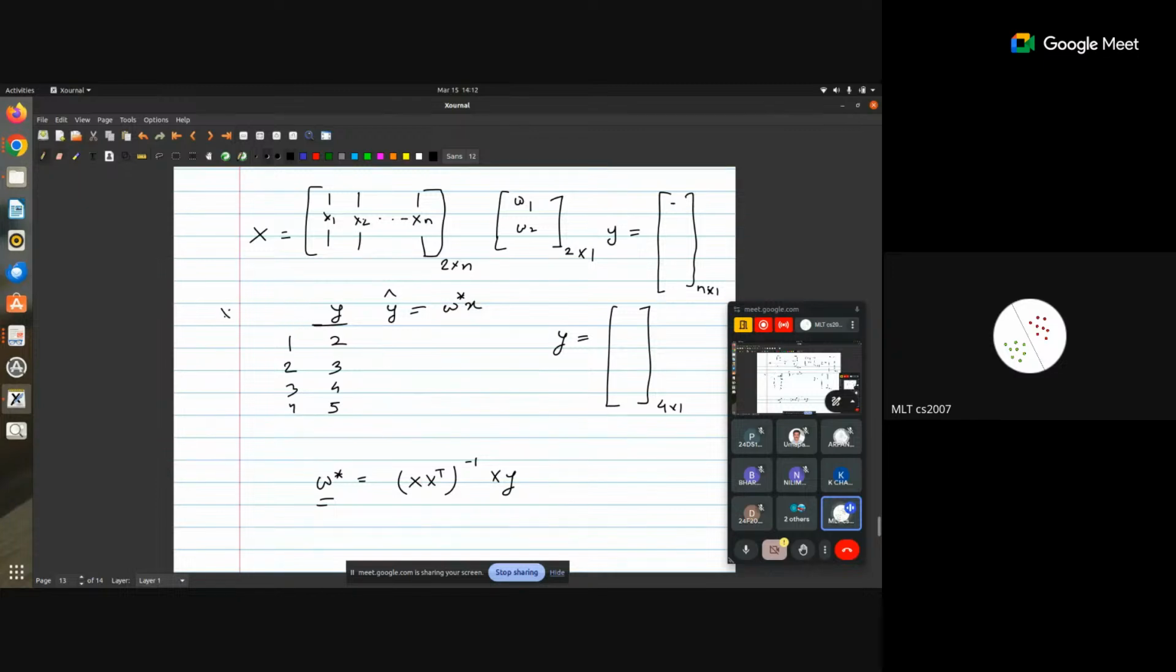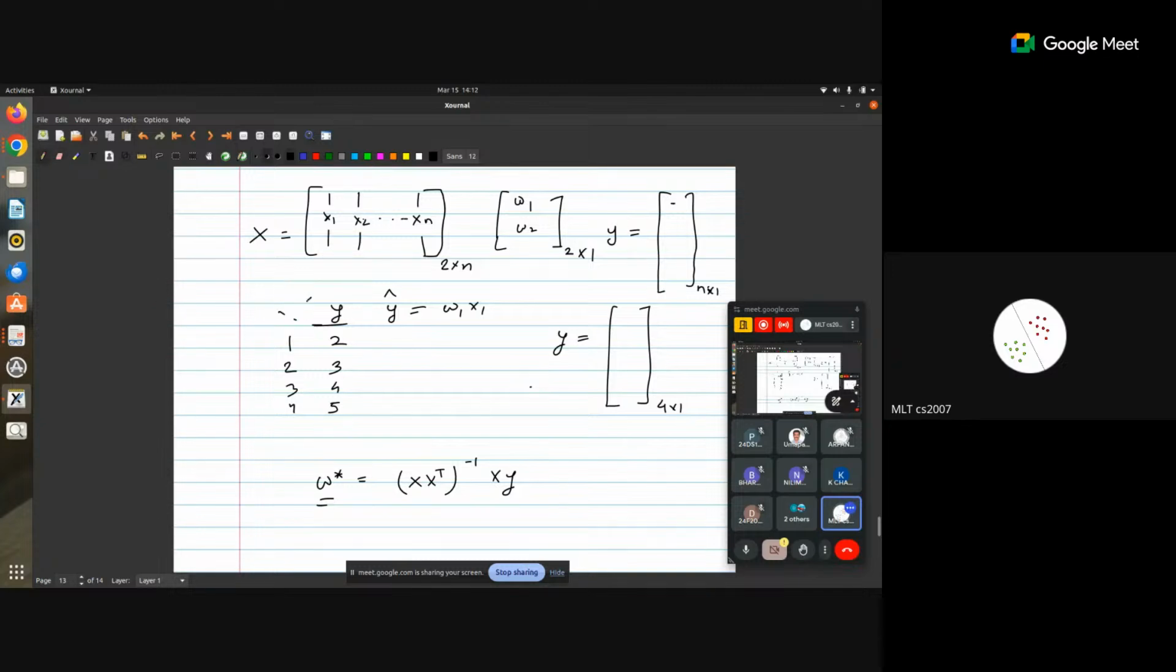If you had two x's, let's say x1 x2, if you had 0 2 4 5, then this will be w1 x1 plus w2 x2, and in that case that vector w star will become what? W1 w2. I hope this is fine. Okay, let us see. We'll stick to this part now.